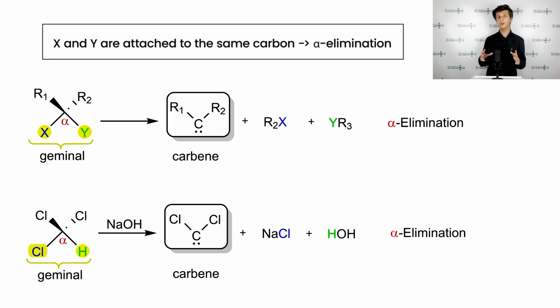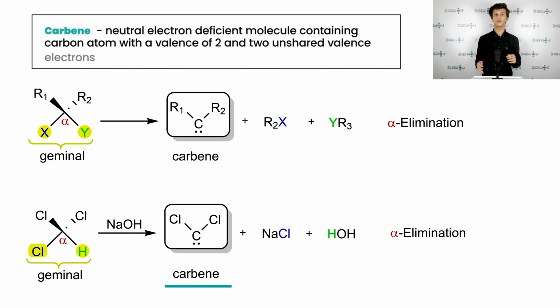Parenthetically, there is a useful designation for two substituents that are attached to the same atom. They are named geminal. For instance, let us take a look at the dehydrohalogenation of trichloromethane mediated by sodium hydroxide. The typical product of such a reaction is carbene, a neutral electron deficient molecule containing a carbon atom with a valence of 2 and 2 unshared valence electrons.